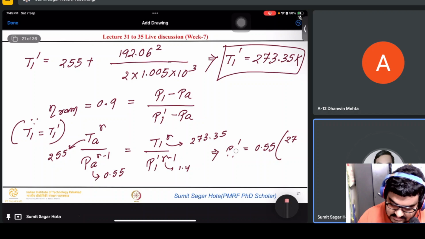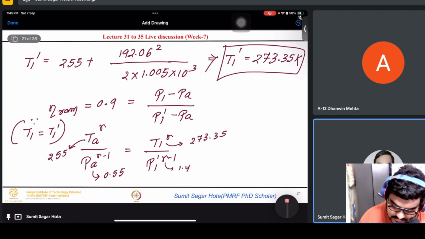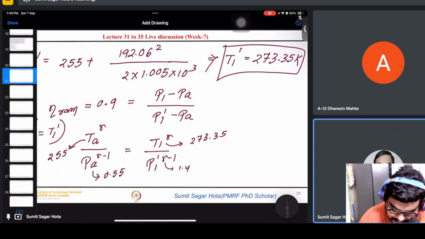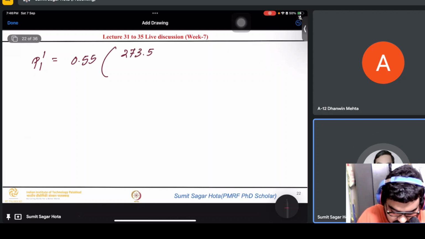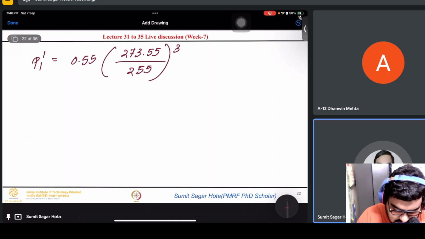We write down next page. So P1 dash is equal to 0.55 into 273.55 divided by 255 to the power 3.5. So what is P1 dash? 0.70144 bar. Okay.